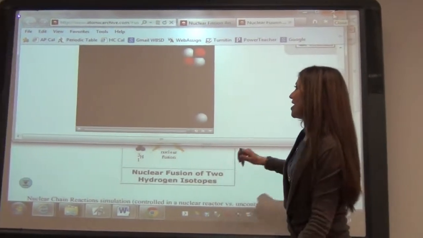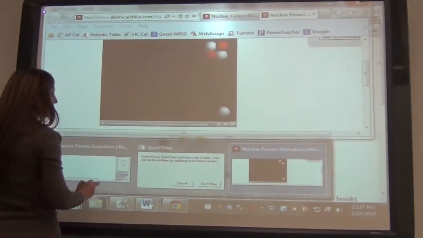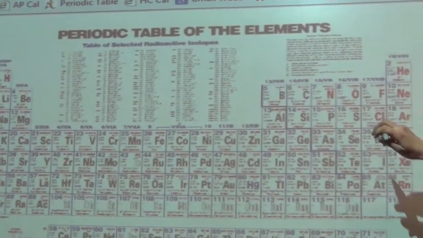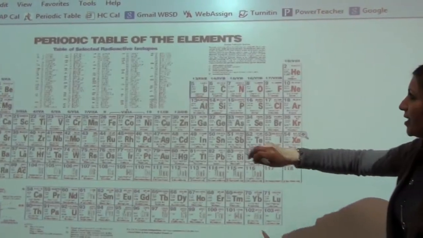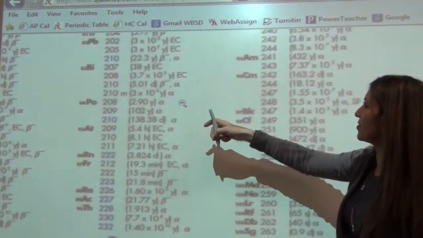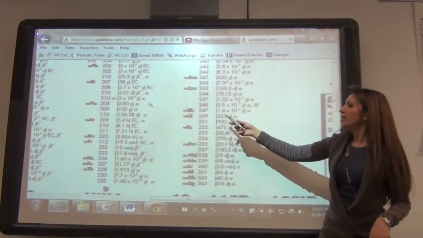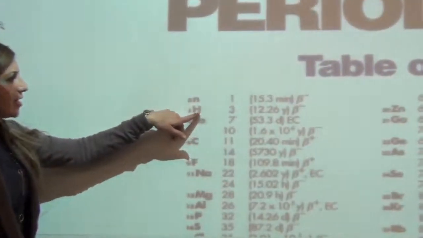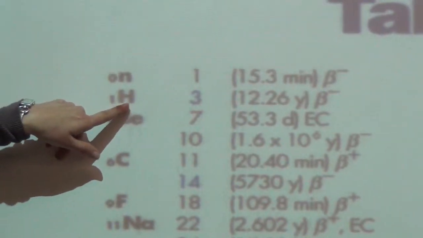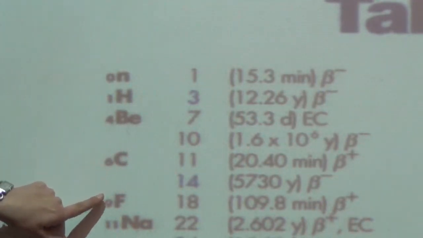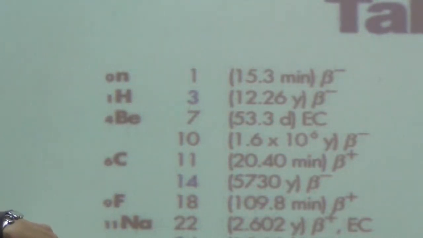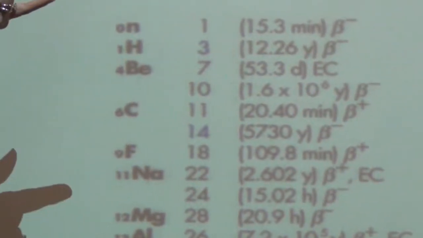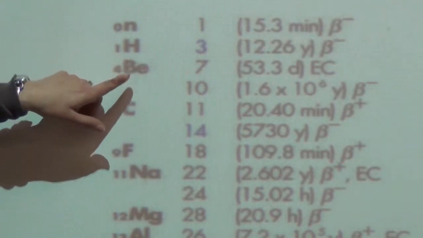If you take a look at your periodic table, let's take a look at the periodic table for just a minute here. You can see that there's this table of radioactive isotopes. It says H with the 1, Be with the 4, C with the 6, F with the 9. What's that number representing down there? Atomic number, perfect. Those atomic numbers are the same as the big blue number on the periodic table. So that's representing the atomic number.